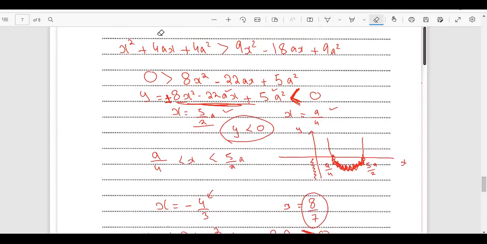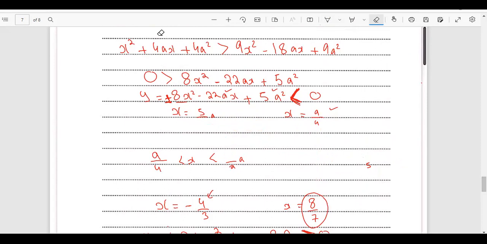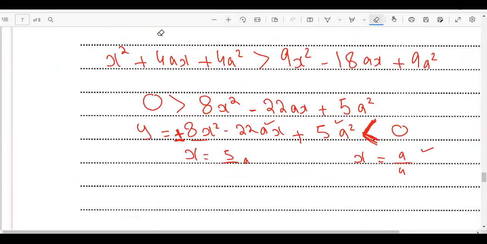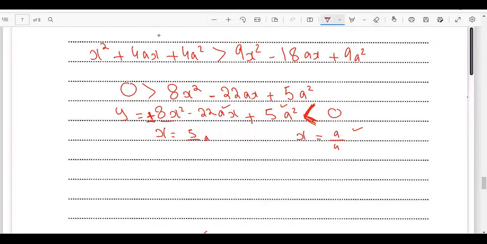Let's say this was the question and you ended up getting 5 by 2a and a by 4. Now we are interested in seeing what the range would be. The range could be of two types. I'm going to plot a rough parabola.